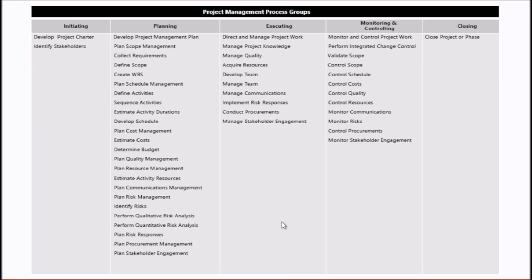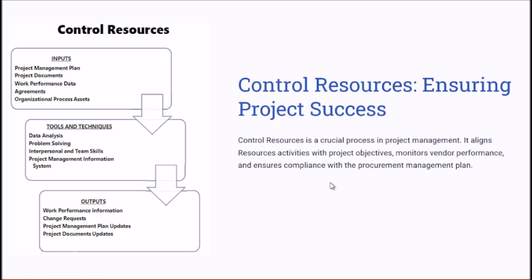Now to move to the next key process, we have controlling the resources. I'm going to cover controlling the resources and also controlling the procurement as the last two key processes involved when monitoring and controlling the project. So control resources is a crucial process in project management.